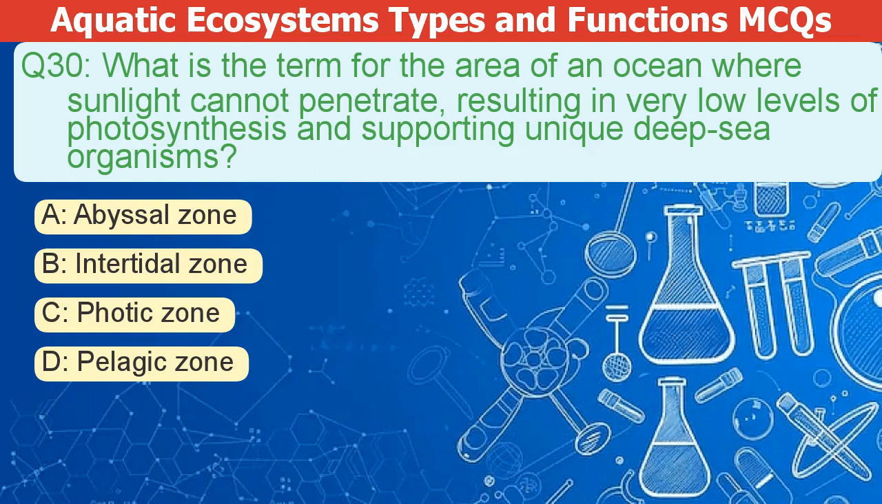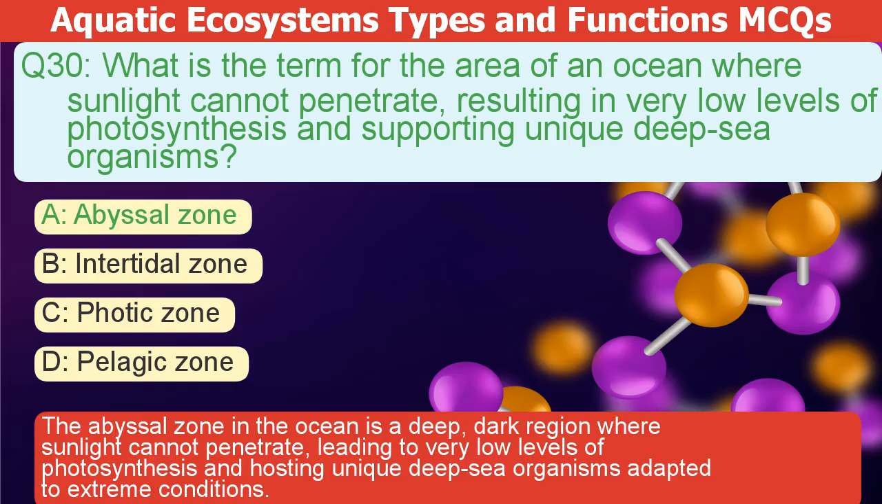What type of lake has clear water, low nutrient levels, and low algae growth? A. Oligotrophic lake. B. Eutrophic lake. C. Mesotrophic lake. D. Dystrophic lake. The correct answer is A. An oligotrophic lake has clear water, low nutrient levels, and low algae growth. This creates a relatively pristine and less productive ecosystem.